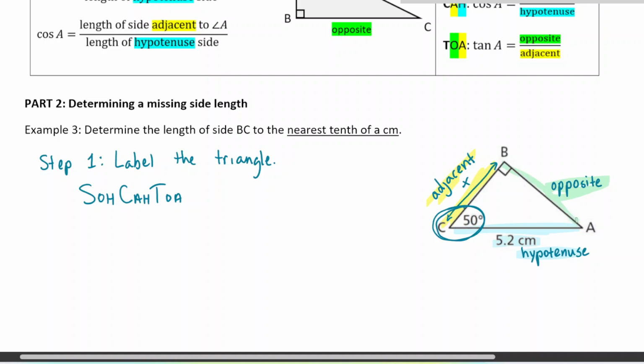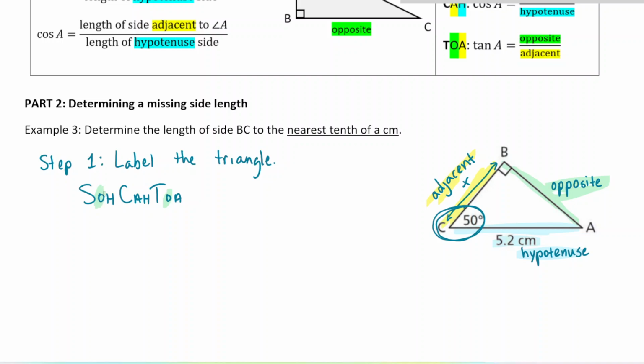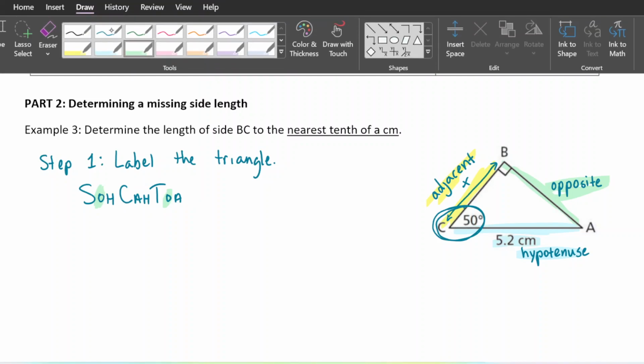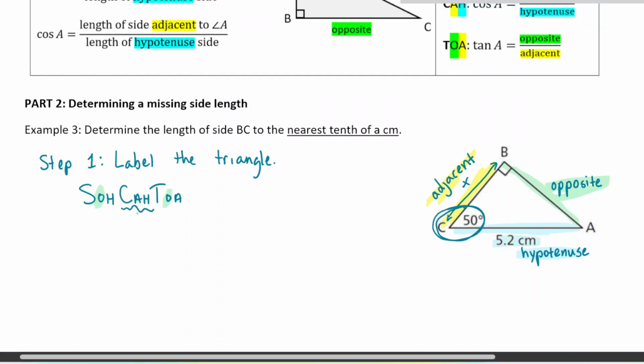So I don't want to use any of the ones with the green opposite side. I don't want to use sine or tangent because I don't have the opposite side and I'm not trying to find it either. I do want to use the cosine ratio because I want to find the adjacent and I have the hypotenuse. So both of those side lengths are important to me, so I'm going to use that ratio. So you have to go through that process of figuring out which one is the best to use every time. So let's write out my cosine ratio.